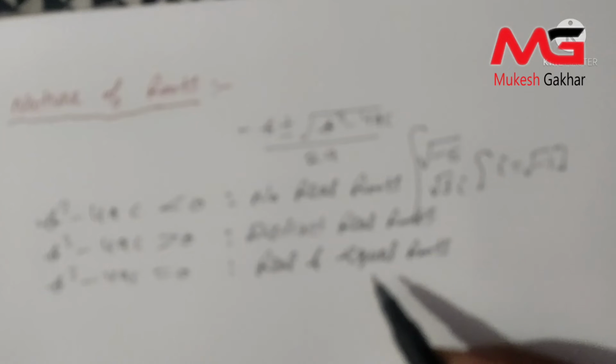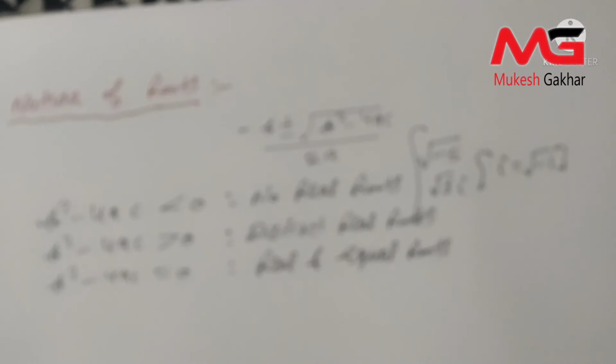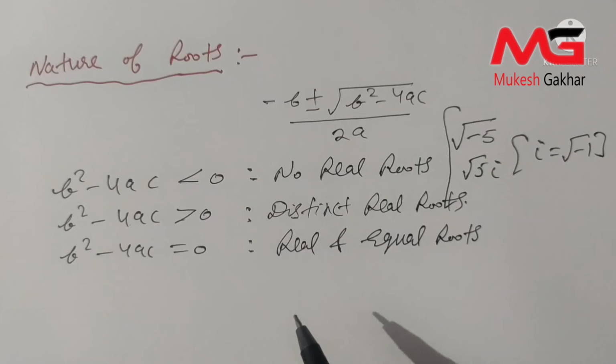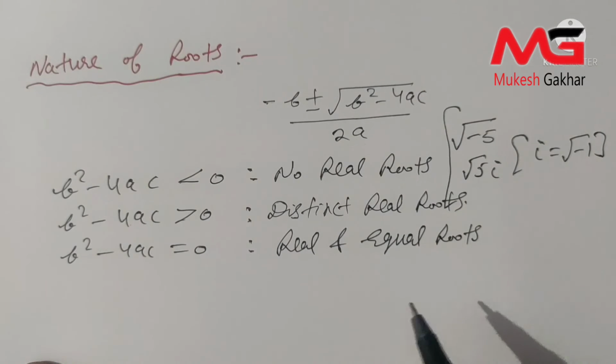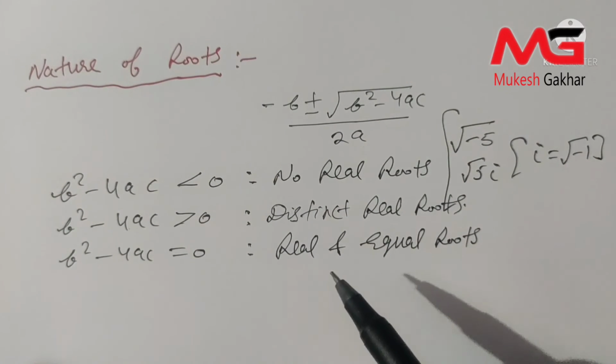Now you know in quadratic equation you are getting two answers, because power of variable is always 2. So two equal answers you will get.